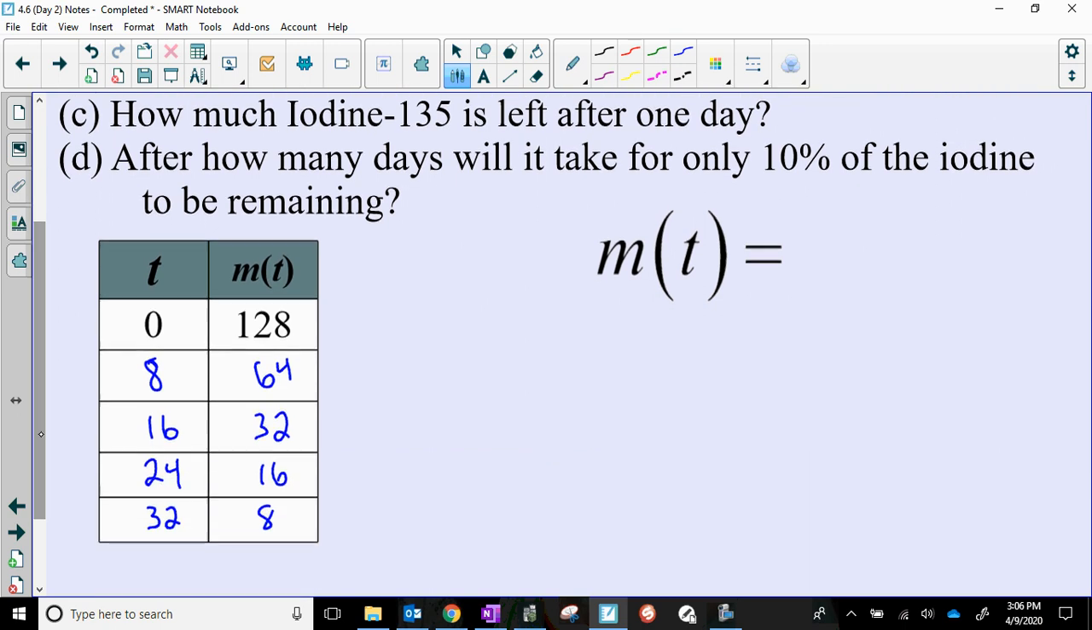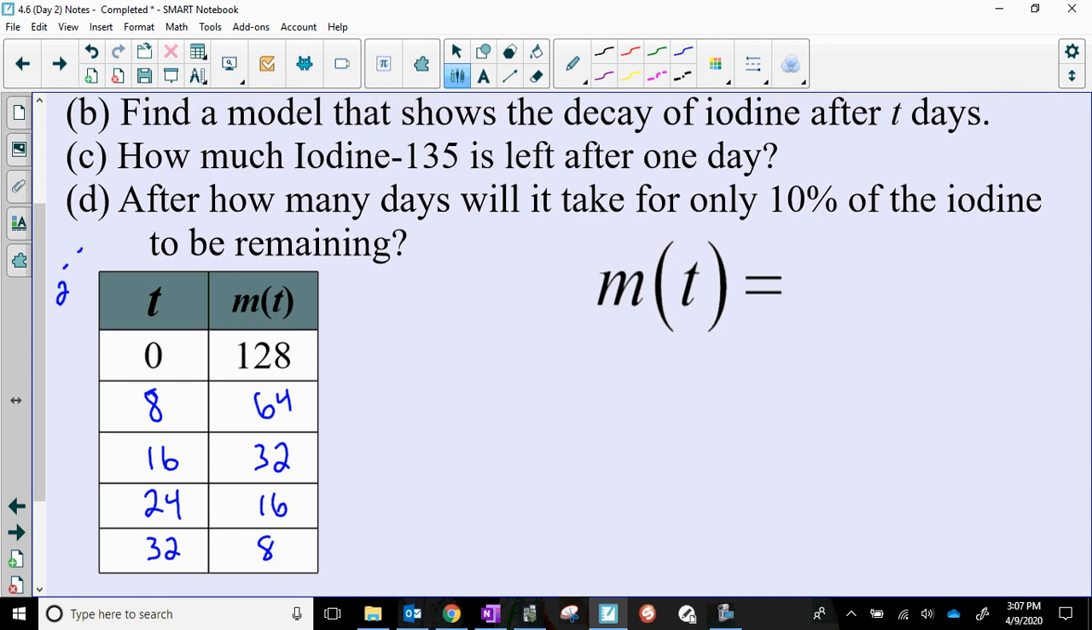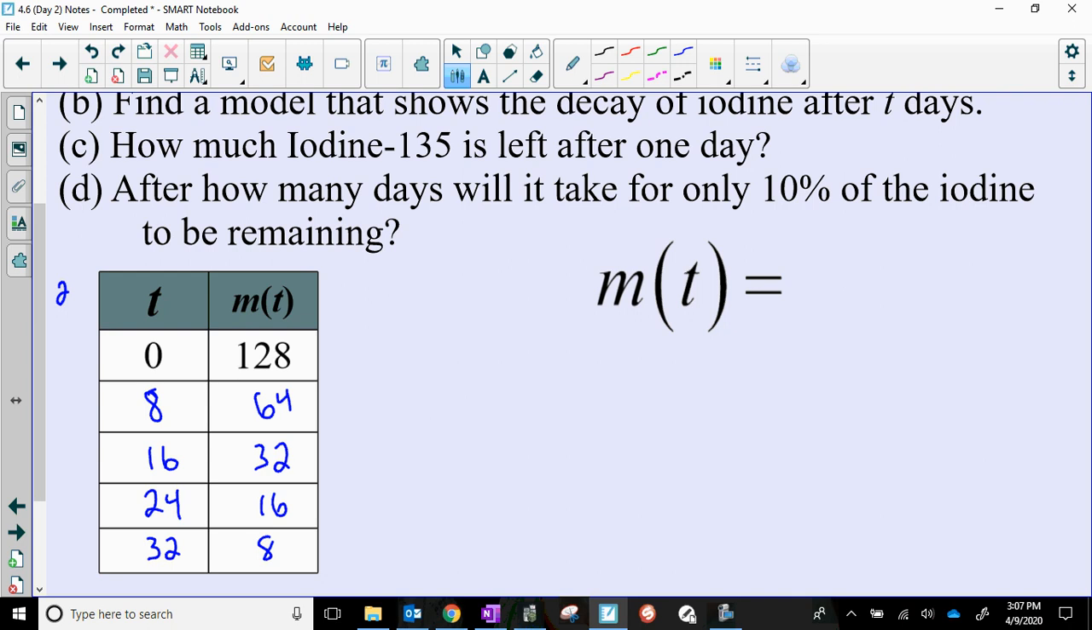Now, there's 2 different ways we can do this. We can do this with a base of 2 or a base of 1/2. I'm going to go ahead and do it with a base of 2. And just remember that 2 to the negative 1 equals 1/2. Try that down here. Okay, so we started off with 128. And then we had 128, and we divided by 2, or times by 2 to the negative 1.